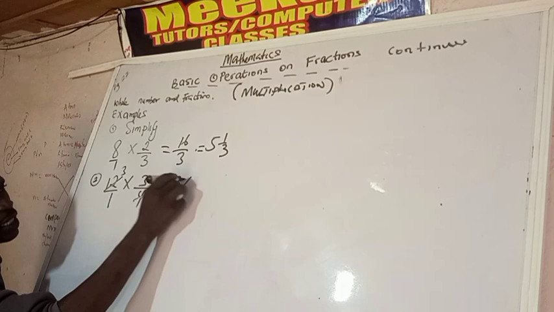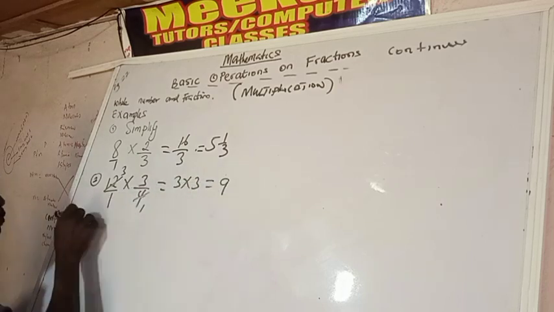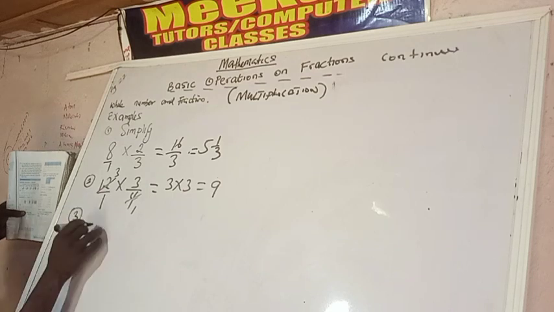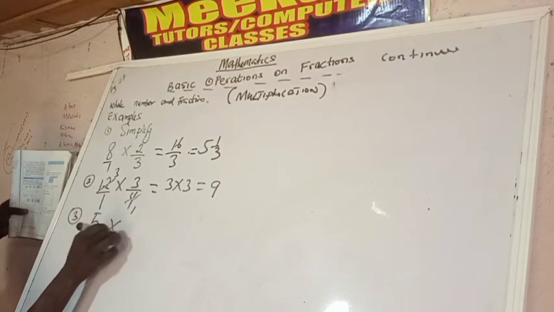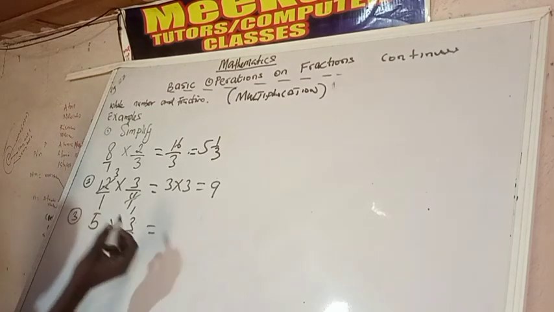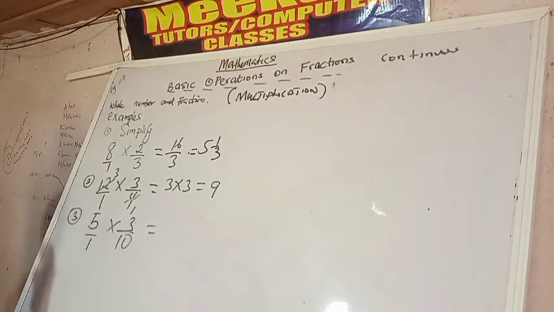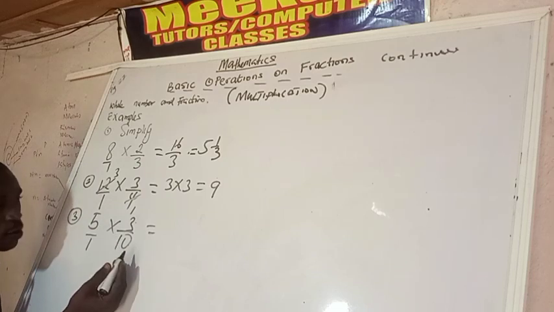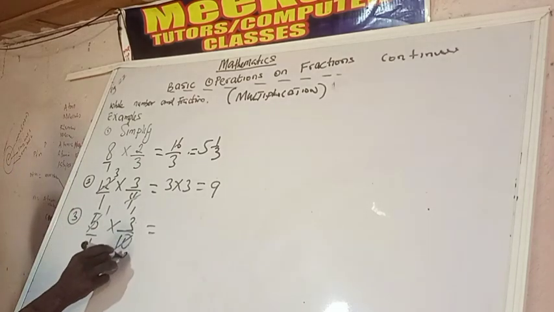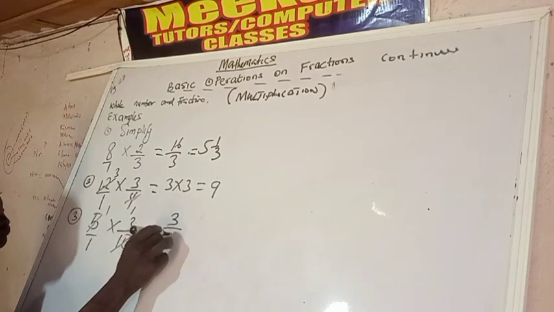This can be 3 times 3. What do you have? 9. I move to number 3, which is 5 times 3 over 10. This one, you see, is a fraction, so make this one over 1. Now check: is there anything that can cut? Yes, of course, 5 can go here. 5 here 1, 5 here 2. What do you have? 3 over 2.